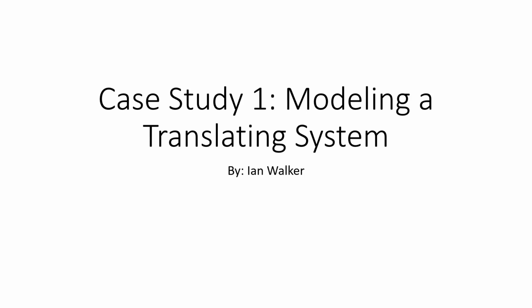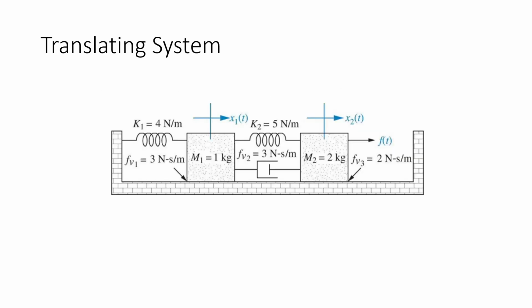Everyone, today I'm going to show you 3 different ways that we can model a translating system. So this is the translating system that we are going to be modeling today. We have 2 different blocks here labeled x1 and x2.